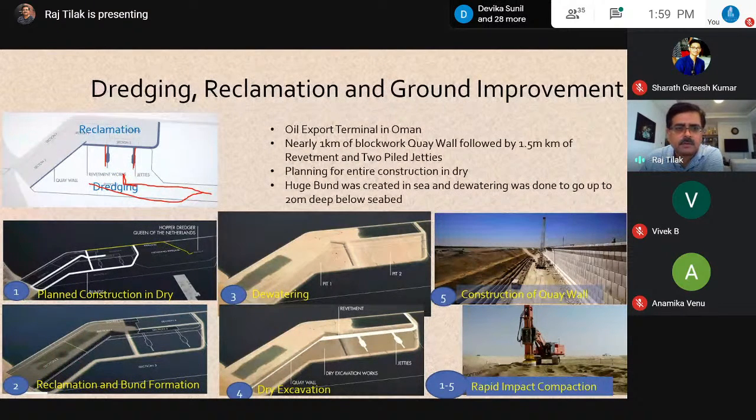And what we did later on, we dewatered the sea part first within that area, and then we continued with the dry excavation and went around 20 meters deep, which you get a glimpse of in picture number 5, to see how deep we went. So this is how the whole of the seawater was dewatered, and we went into dry to construct this block key wall. This is called a key wall, just in case. And the compaction was done through rapid impact compaction for the reclamation area.